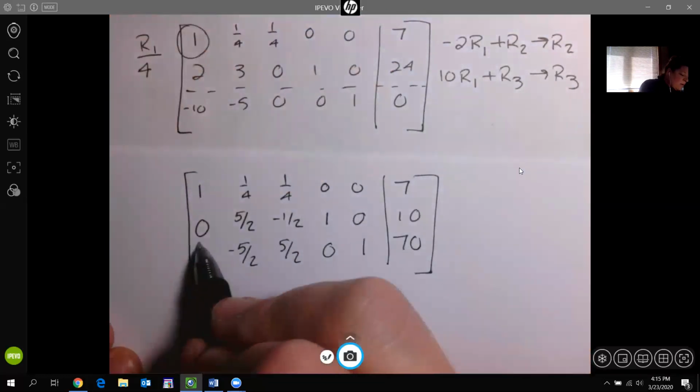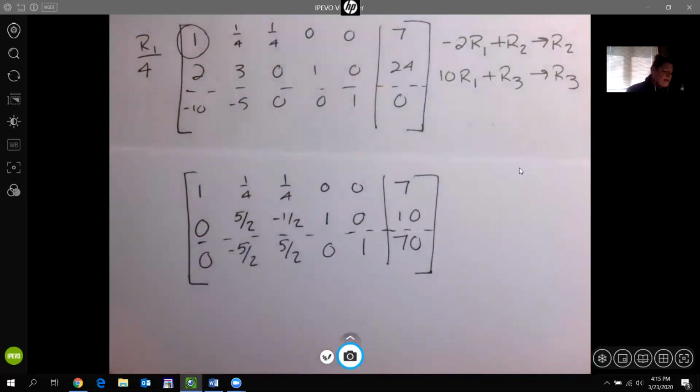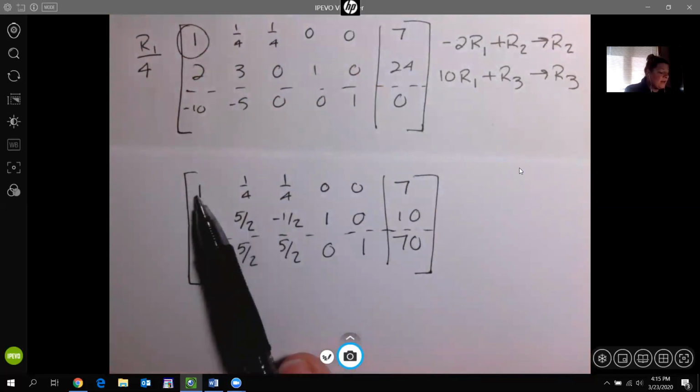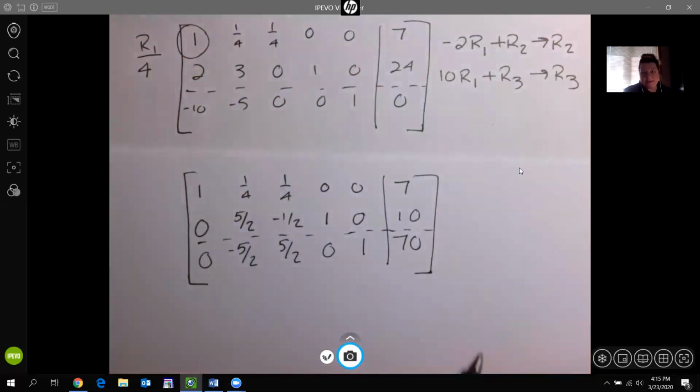So we have now done one pivot, and we can see our profit has gone up to $70, and we now have a value of 7 right now for our X1.